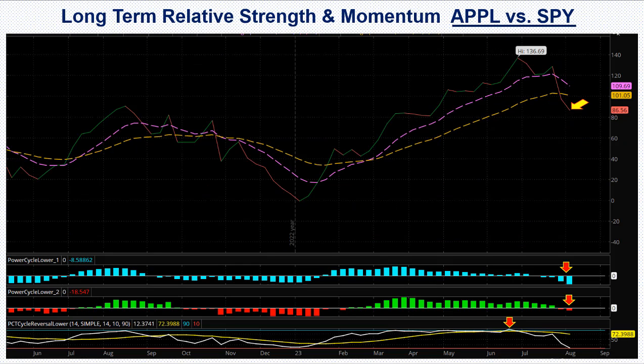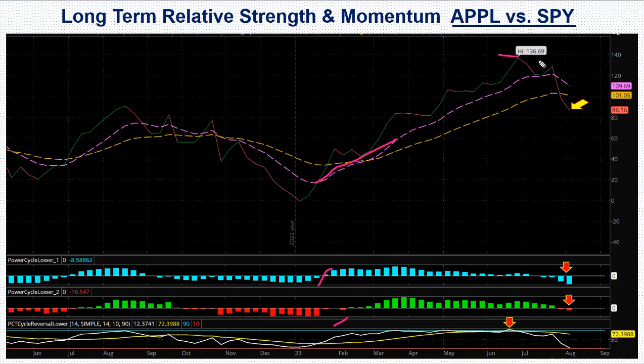Now another good measurement to use is relative strength. This is an example of Apple versus the S&P 500, SPY. You can see this is a line chart, and this is a weekly time frame. You can see where Apple's momentum started shifting up, and you can see how the cycle of this trend, this spread between Apple and SPY, started moving higher.